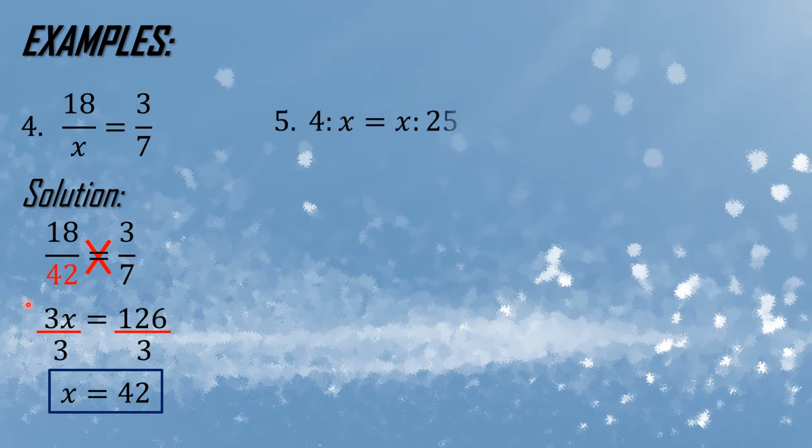Another example, we have 4 is to x equals x is to 25. So kung mapapansin nyo, meron na tayong dalawang variable x. Ganon pa rin yung solution na gagawin natin katulad ng examples number 1 and 2. So, ipapartner natin ang dalawang means at ang dalawang extremes. So, simulan natin sa dalawang x.